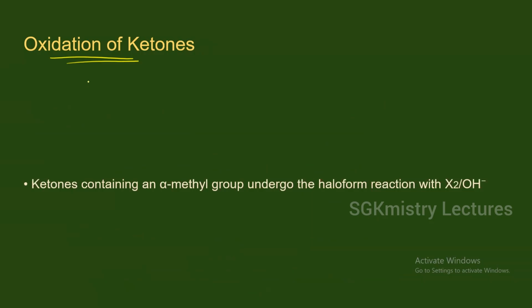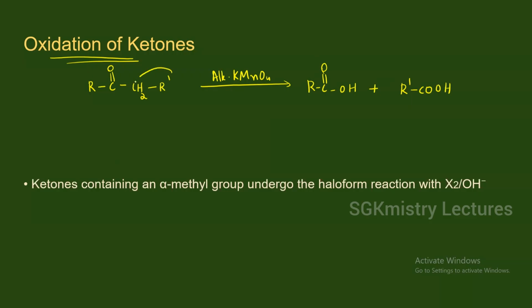Next, talking about oxidation of ketones, let us take the general reaction: R C=O CH2 R dash. If I take alkaline potassium permanganate, I'm going to get RCOOH and R dash COOH. So this will be converted to one acidic group, and this will be converted to one more carboxylic acid group.